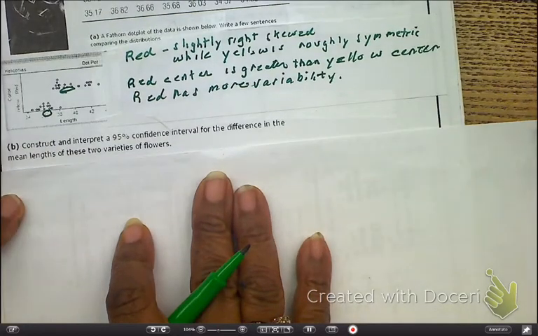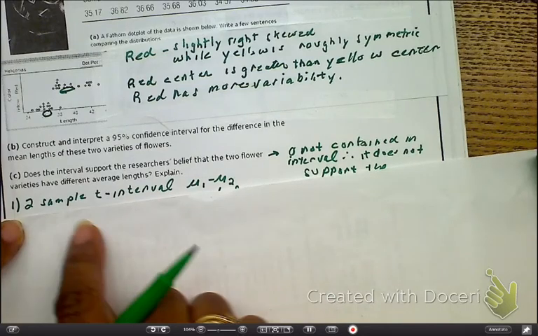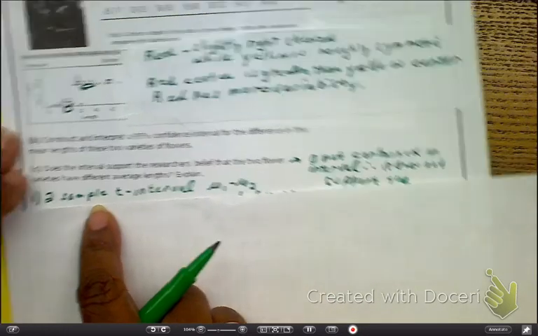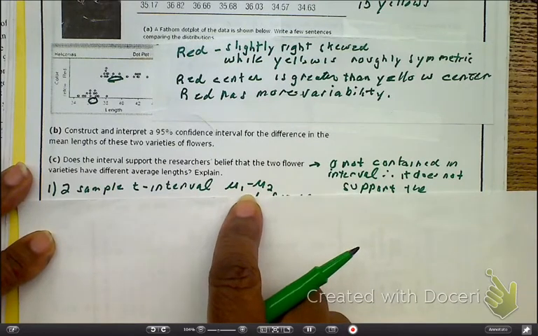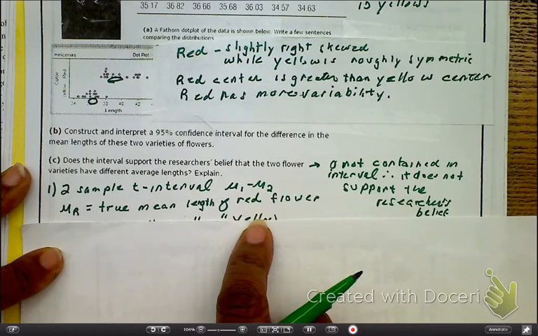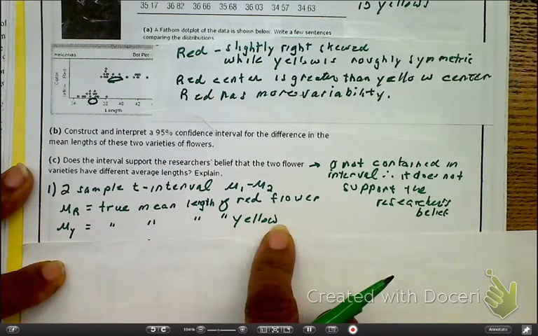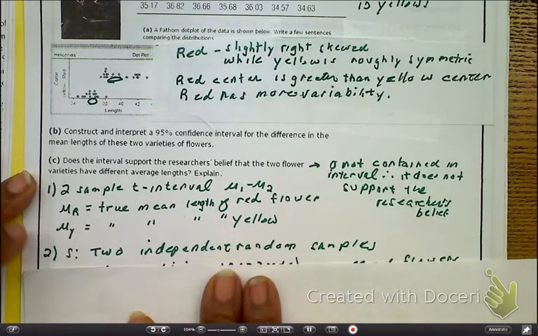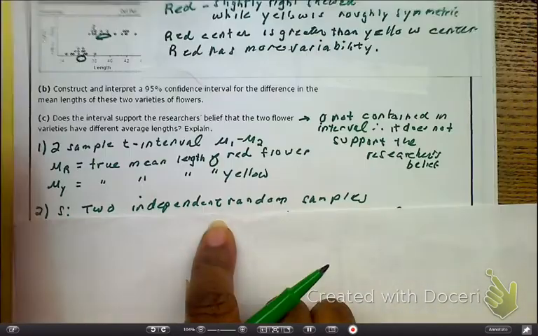So you know we've got a four-step process, our conditions and assumptions. Here it's going to be a two-sample t interval. And here we're looking at the true values of mu sub 1, mu sub 2. And as you see right here, I have defined my variables. Next, as we look at our SRS, they are two independent samples.